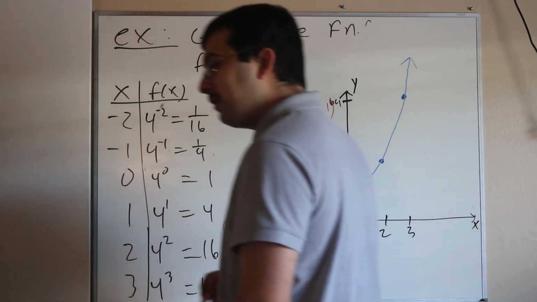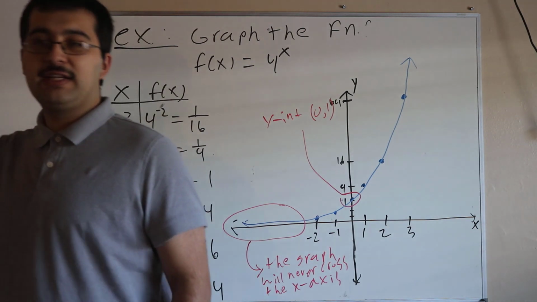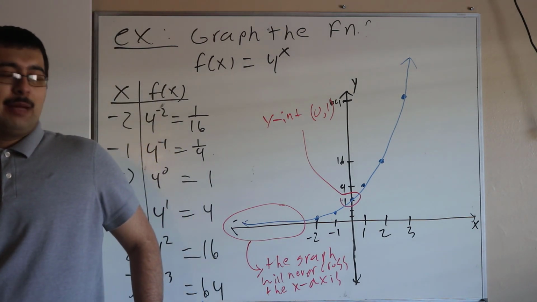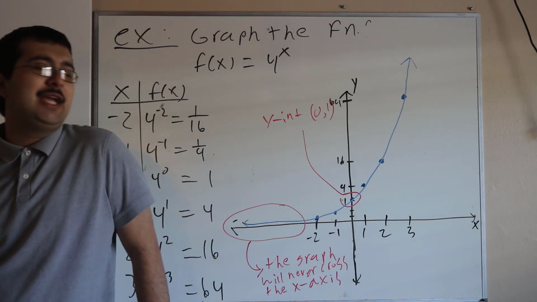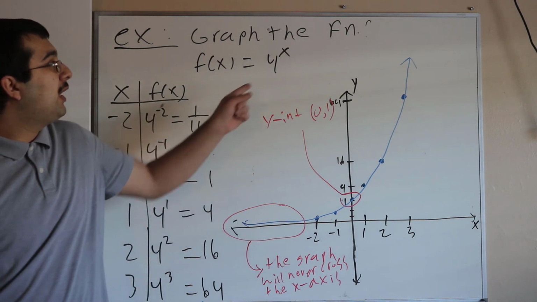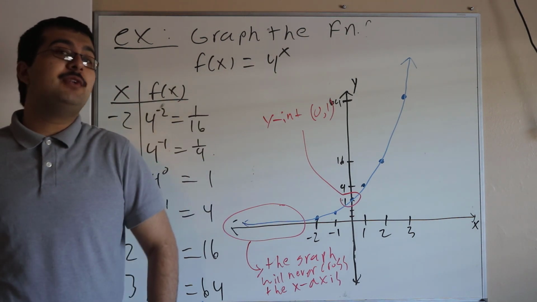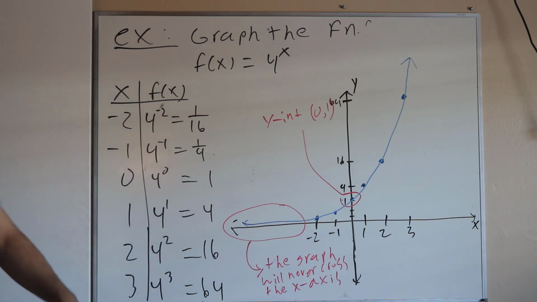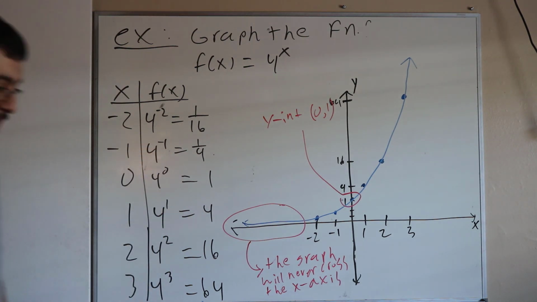And a quick thing to note is if the graph never crosses the x-axis, that means this function will never have negative values, right? No matter what x you plug in, that function value will never be negative. That's an important thing to note if we're going to make the claim it never crosses the x-axis.